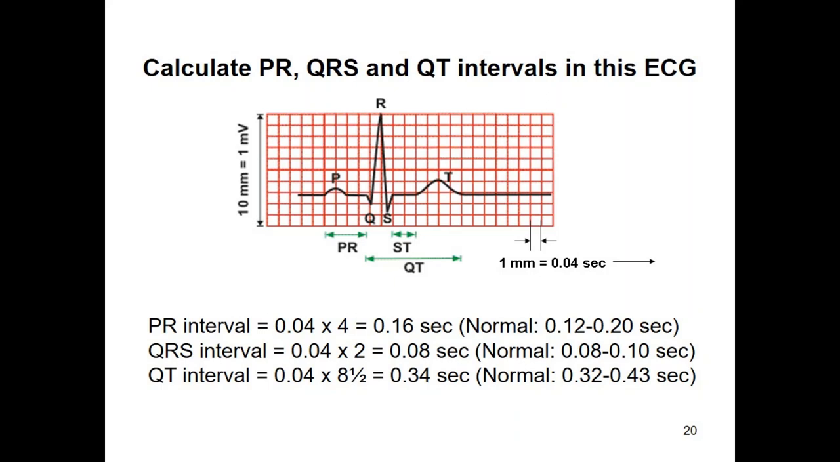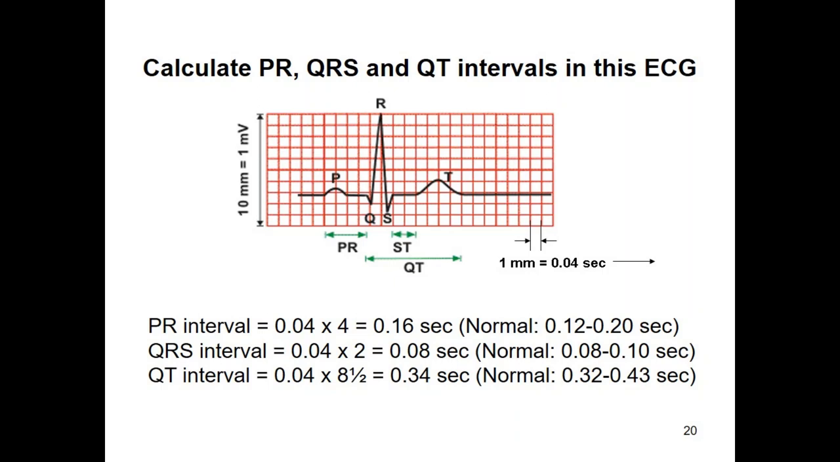More than 0.2 seconds indicates an abnormal delay between atria and ventricles, a delay in conduction. You can see also the ST segment and the QT interval. The QRS duration here encompasses two small squares, 0.04 times 2 is 0.08 seconds; normal is 0.08 to 0.1 second, at most 0.12 seconds. QT is 0.04 times about 8 or 8.5 small squares, which is 0.34 seconds; normal is 0.32 to 0.43 seconds. So these are the three intervals which are calculated using a calibrated time scale.